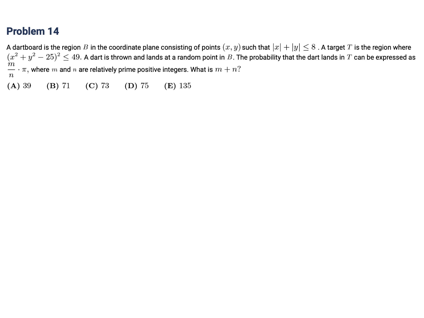A dartboard is the region B in the coordinate plane consisting of points x, y such that the absolute value of x plus the absolute value of y is less than or equal to 8. Target T is the region where (x squared plus y squared minus 25) all squared is less than or equal to 49. The dart is thrown and lands at a random point in B. The probability that the dart lands in T can be expressed as m over n times pi, where m and n are relatively prime positive integers. What is m plus n?